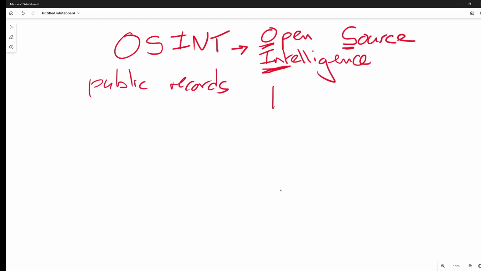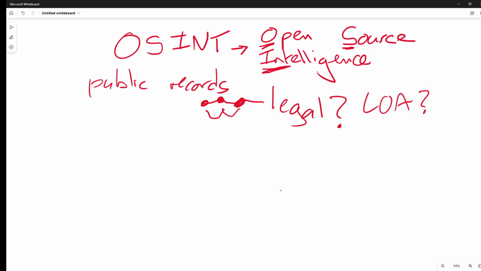Now, the thing that people ask me is, is open source legal? Well, yes, it is, because it's public information. All right? And public information is always linked to each other. So it's legal to look at OSINT for any target. You don't need the letter of authority. Okay? You don't really need that. All right? Because you're looking at public records. You're looking at stuff that is out there in the public domain.